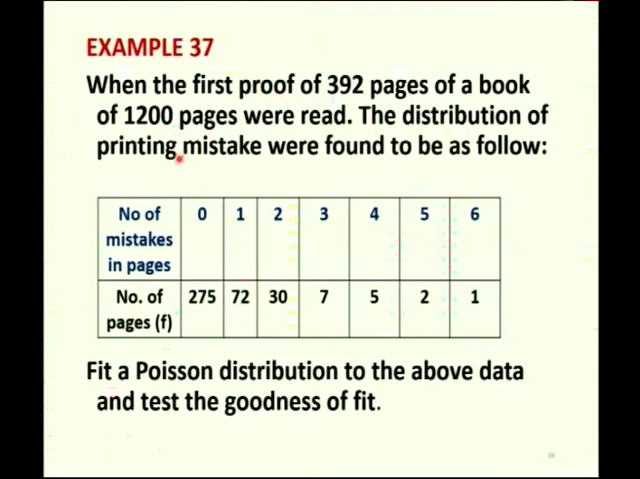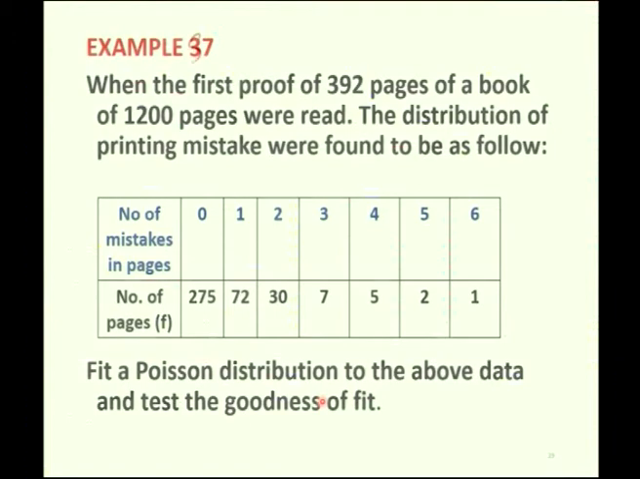The distribution of printing mistakes were found to be as follows: number of mistakes in pages, 0 mistakes, there are no mistakes in 275 pages, and there is only one mistake on 72 pages. There are 2 mistakes in 30 pages, like that we have this tabular column given. The question is: fit a Poisson distribution to the above data and test the goodness of fit.